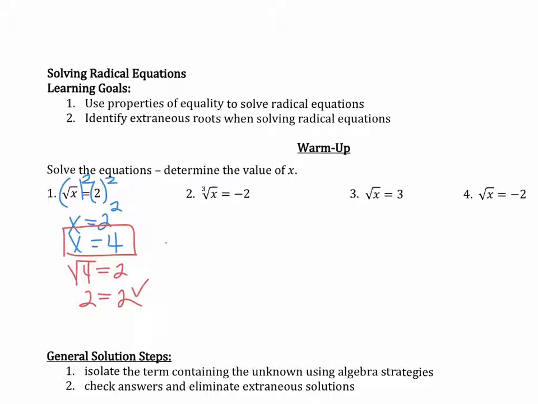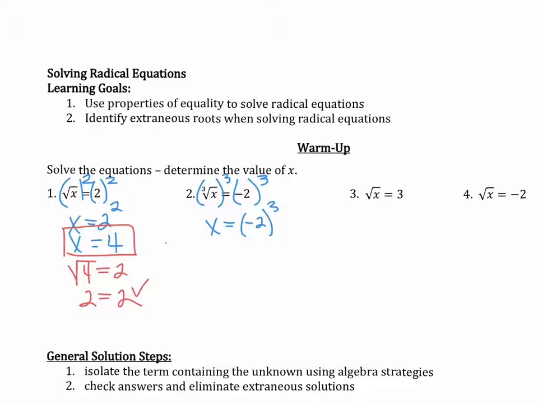In number 2, it's a cube root of x equals negative 2. So to undo the cube root and just get plain old x, we would raise each side to the power of 3. And you get x equals negative 2 cubed.